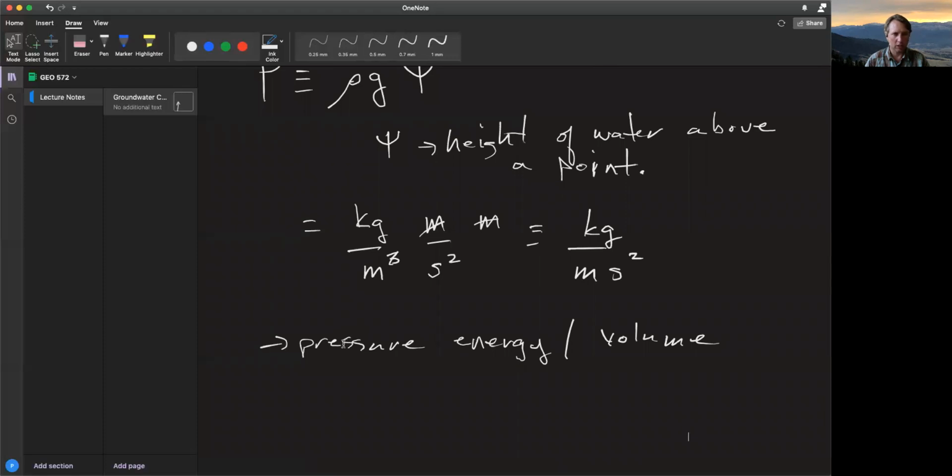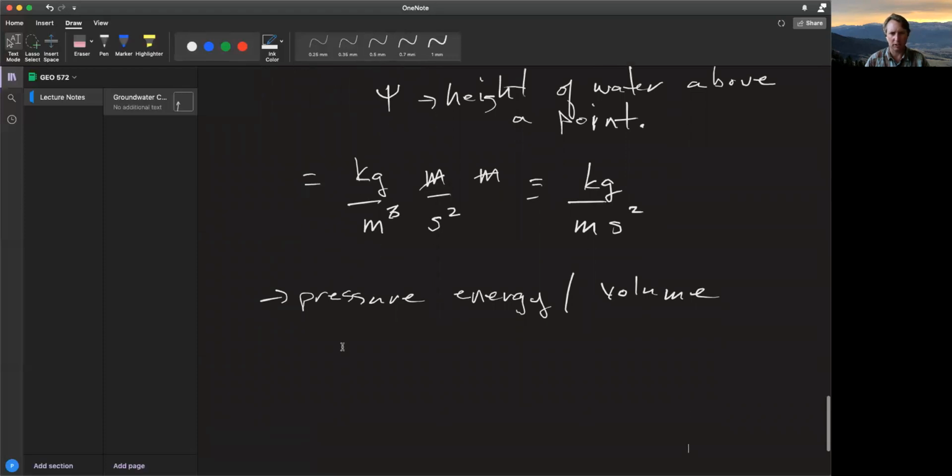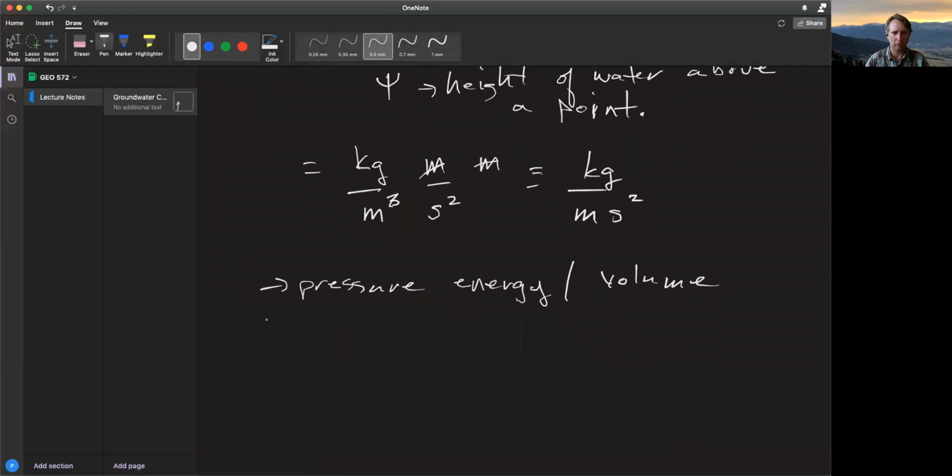Some other types of energy that can drive fluid flow. Well, a real important one is gravitational potential energy. So water flows downhill.